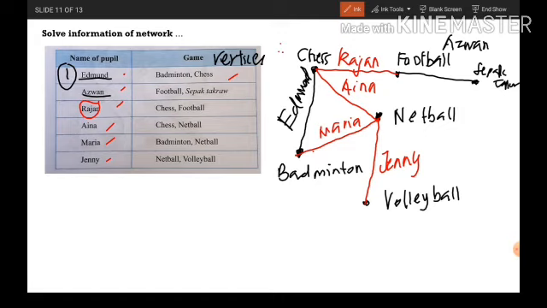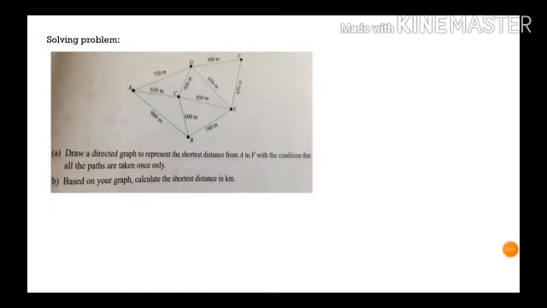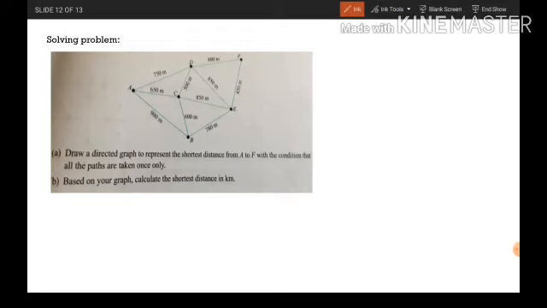Okay, take a look at the next question. We're going to the solving problem part. Okay, look at the question. This is what we call an undirected weighted graph. Weighted graph, because there is a distance, there is a number. It can be in hours, it can be in meters, it can be in kilograms, in mass.